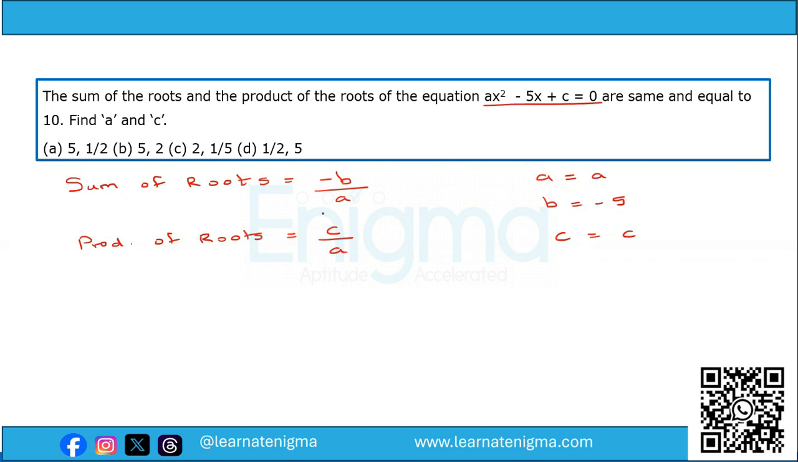So now substituting these values and equating the same with 10, we get minus of minus 5 upon a is equal to 10. Now minus of minus 5, so that becomes plus 5. So therefore a is equal to 5 upon 10, that is 1 by 2.